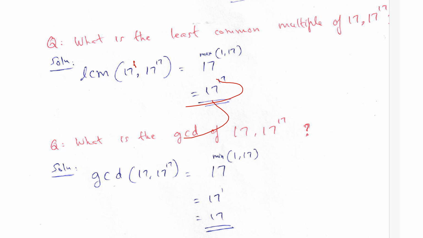17. So next, what is the GCD of 17 and 17 to the power 17? Here 17 to the power 1 comma 17, because the first one is 17 to the power 1, no? So the minimum value you have to consider here, 17 to the power 1. So when you do this, what are we getting? 17. So LCM is 17 to the power 17. Here it is 17 to the power 1, that is 17 only. Okay, this is there in the notes, so you can check for more problems in the notes. Just a comparative analysis I have done here.